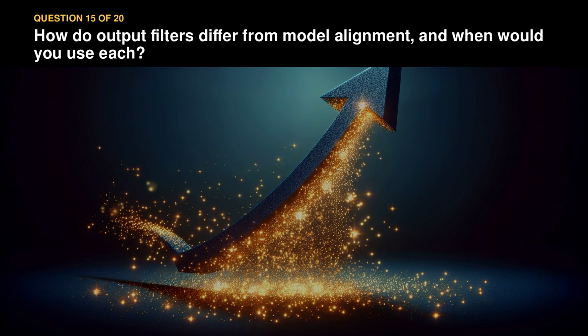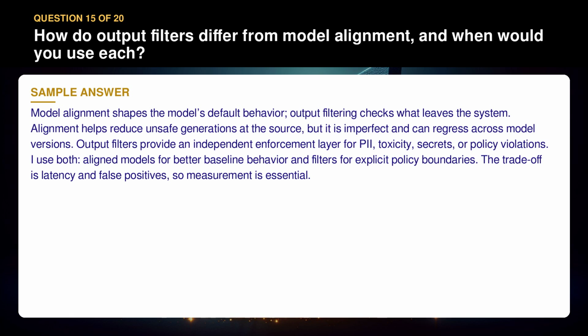Question 15. How do output filters differ from model alignment, and when would you use each? Model alignment shapes the model's default behavior. Output filtering checks what leaves the system. Alignment helps reduce unsafe generations at the source, but it is imperfect and can regress across model versions. Output filters provide an independent enforcement layer for PII, toxicity, secrets, or policy violations. I use both, aligned models for better baseline behavior and filters for explicit policy boundaries. The trade-off is latency and false positives, so measurement is essential.